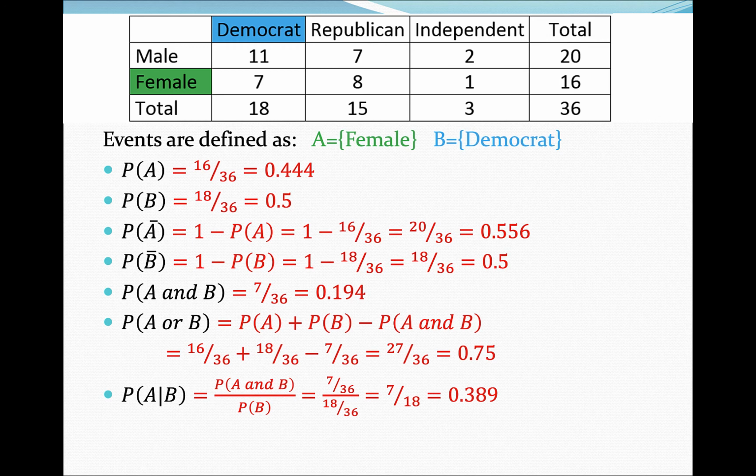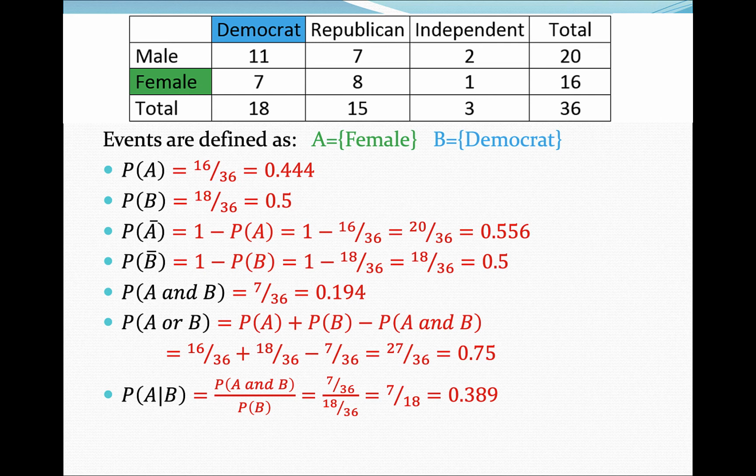The conditional probabilities, the probability of A given B. I would probably just use the table here, but you can use the table or use the rule. I'll show you the rule, but you can always just use the table. The probability of A given B means given that the individual identifies as Democrat, there's 18 people that identify as a Democrat, that's your denominator. Out of those 18 people, 7 identify as female, so that is 7 over 18, and that's going to be your probability.